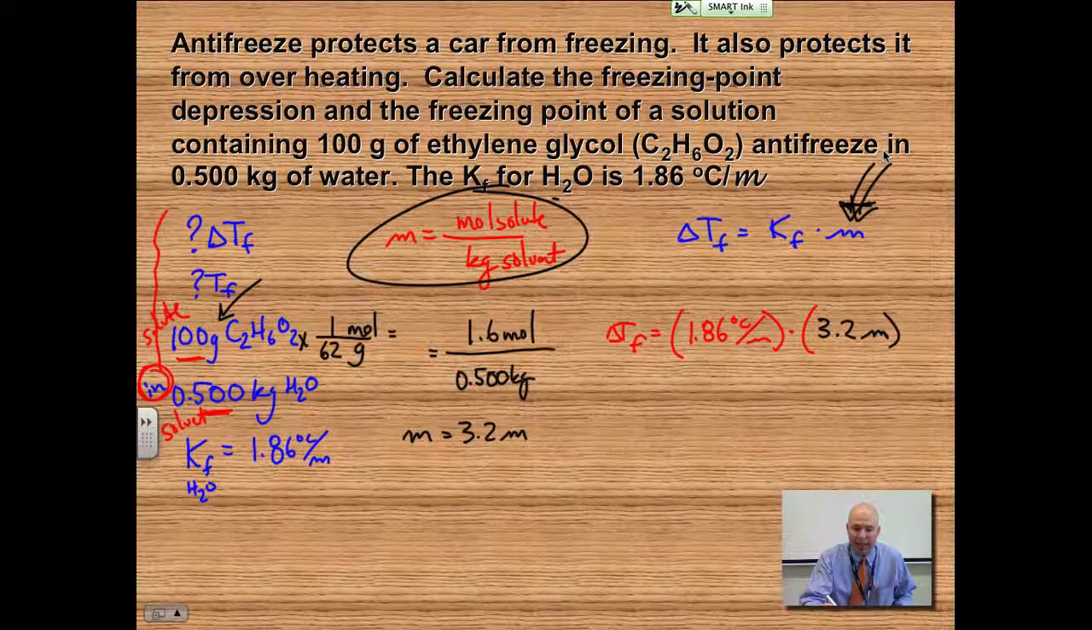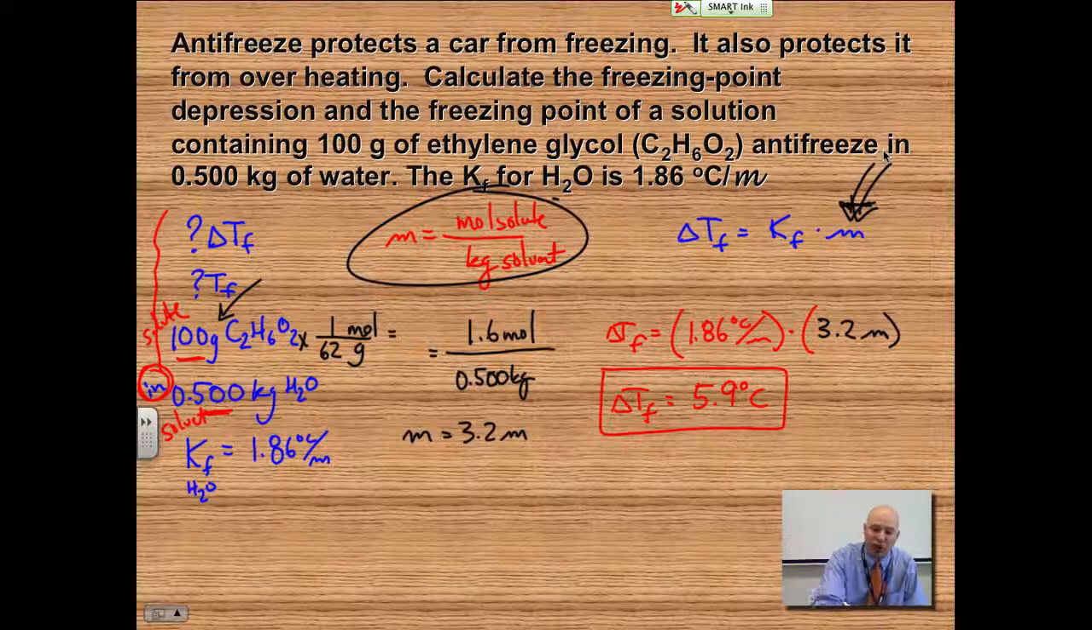Multiply that by my 1.86, and I get 5.9 degrees Celsius as my change in temperature of the freezing point.